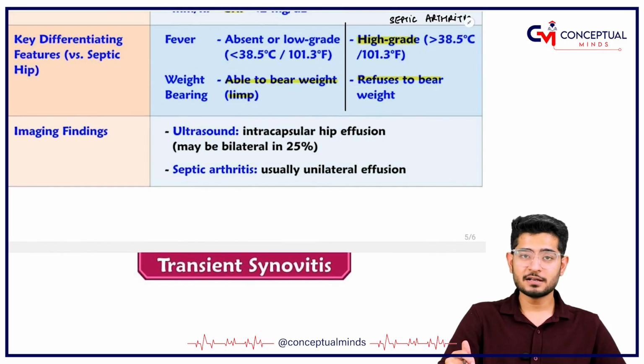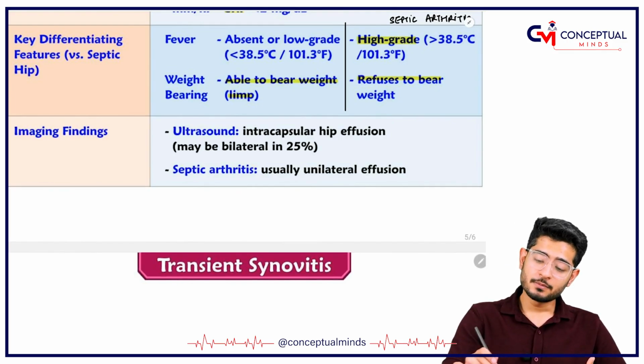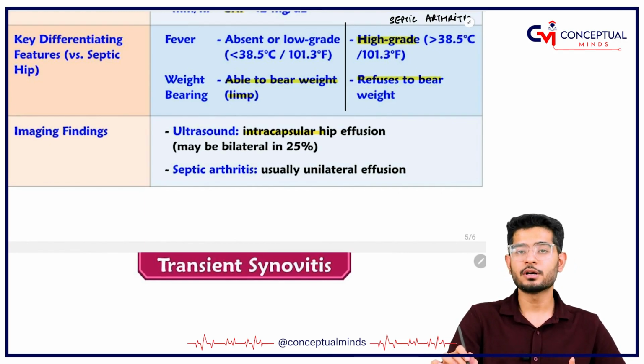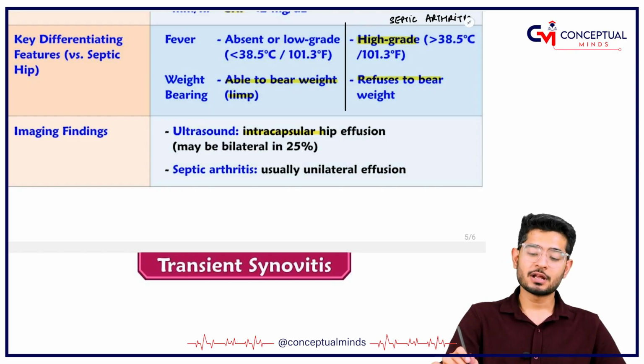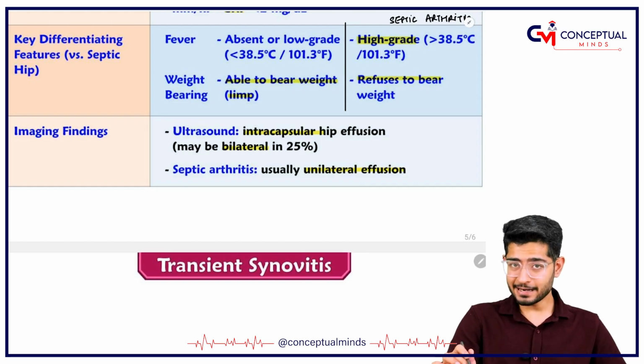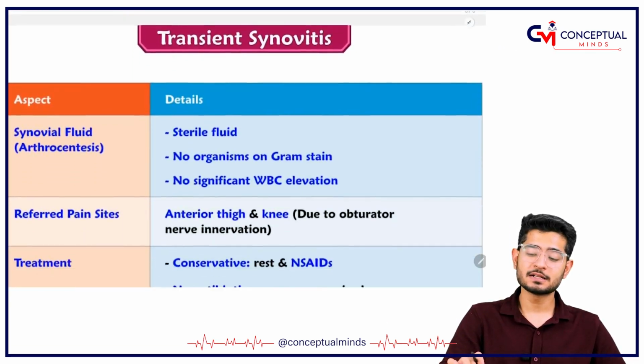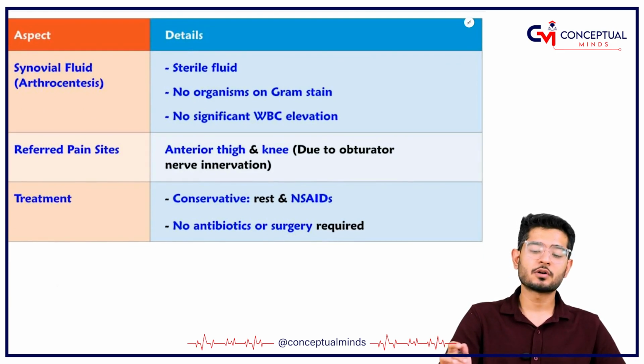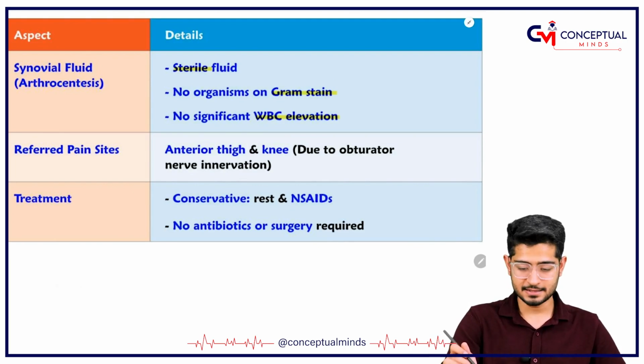What will be the imaging findings? Because the synovial membrane is inside the capsule, there will be intracapsular hip effusion. In transient synovitis it can be bilateral, whereas in septic arthritis it is unilateral, but with a lot of effusion. The synovial fluid in transient synovitis is sterile because no infection is there, and no organism is seen on gram stain. WBCs are elevated but not very significantly, because it's a milder disease. In septic hip there is a very high WBC count.